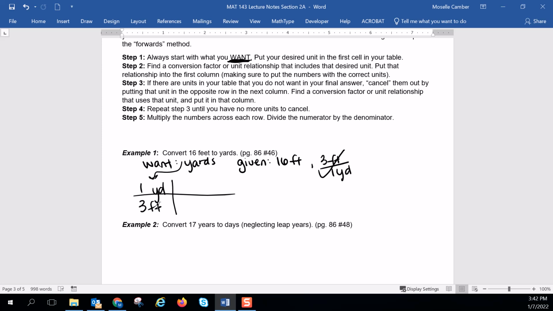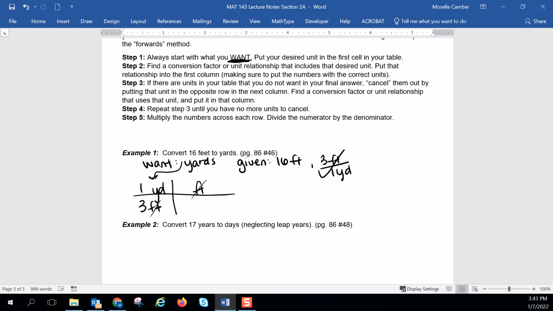So I start with the yards and feet. Well, now step 3 is I'm going to look and see if I finished everything. I'd have a yard in the numerator and feet in the denominator. Well, I don't want feet in my answer, right? I only want yards. So I need to cancel out the feet. So just like in algebra, if you have something in the numerator and denominator that matches, then they cancel out. So I know to cancel out the feet, I have to have it in the numerator and denominator.